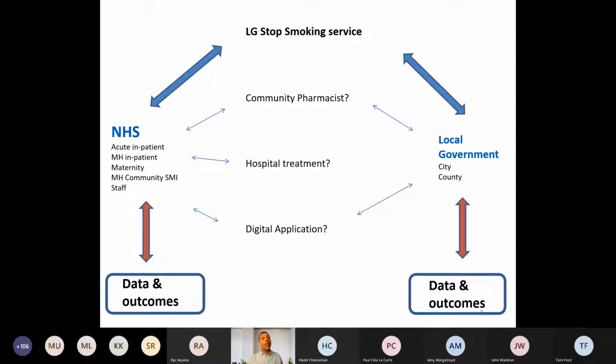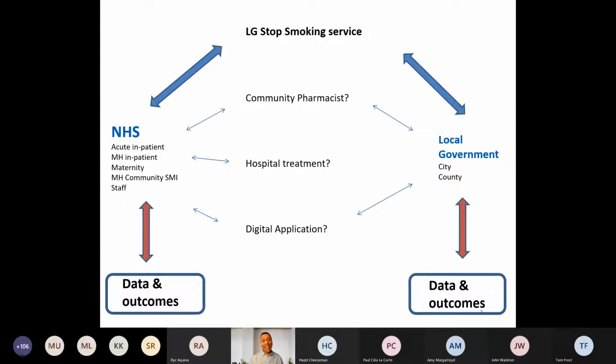However, that's not the case everywhere in the country, and some people will continue their treatment with community pharmacists. Some will continue their treatment through the hospital service, and some, for example, the staff offer that we're launching in some areas for staff who smoke and work for the NHS, might have a digital application that is used. So we need to collect data from all of these providers once the patient leaves the hospital, and then report on that data and those outcomes.